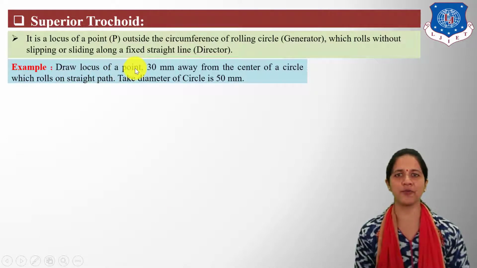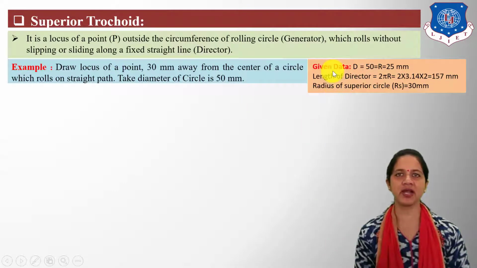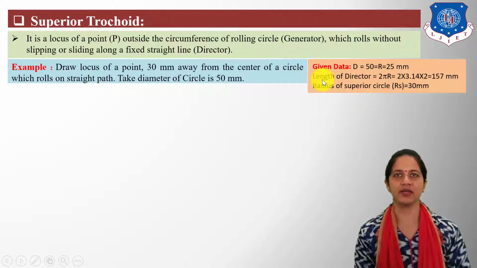Draw the locus of a point 30 mm away from the center of a circle which rolls on a straight path. Take diameter of circle as 50 mm. First, list out given data. Diameter D is given 50 mm, so radius R is equal to 25 mm. Length of director is equal to 2 pi R, which is 157 mm. And radius of superior circle RS is equal to 30 mm.